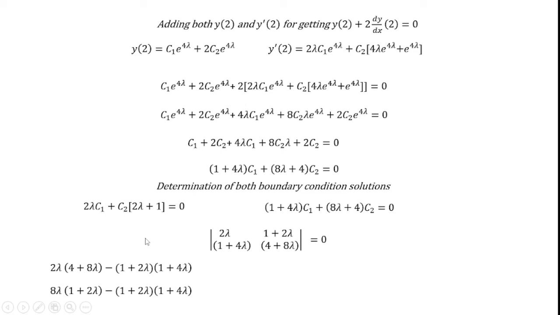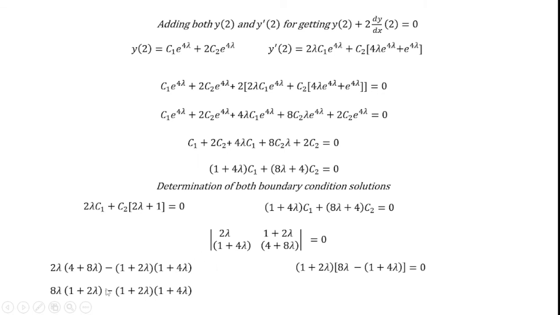and then I simplify the conditions: 8 lambda into 1 plus 2 lambda, because here 4 plus 8 lambda is available. In that I can pick 4 as the common term. So 4 into 2 lambda is equal to 8 lambda. Here I removed 4, which leaves 1, and I also took the 4 from 8, so 8 divided by 4 is equal to 2. Likewise we can perform it. After that the equation looks like 8 lambda into 1 plus 2 lambda minus 1 plus 2 lambda into 1 plus 4 lambda.